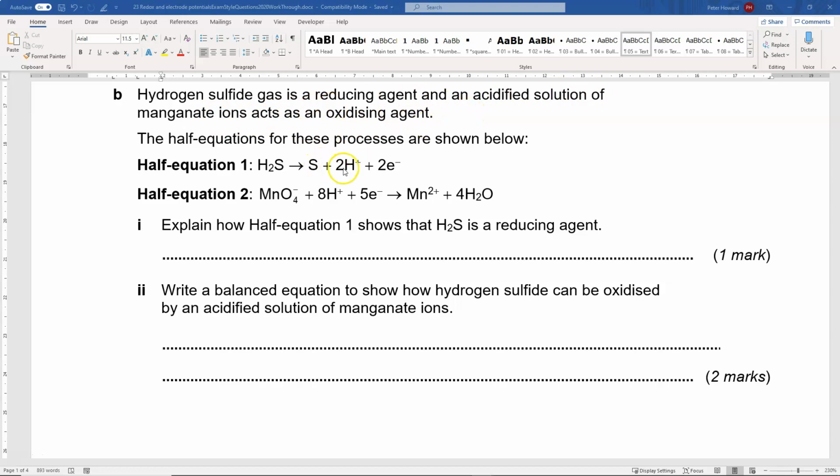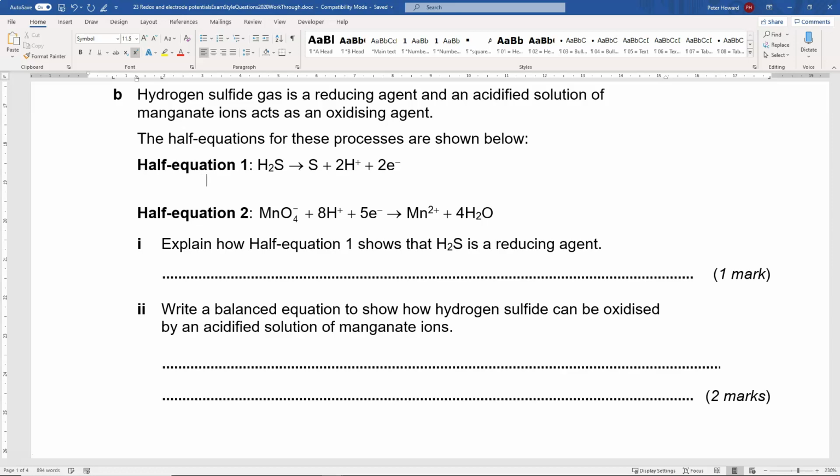Hydrogen sulfide gas is a reducing agent, and an acidified solution of manganate 7 ions acts as an oxidizing agent. Here are 2 half equations. Explain how half equation 1 shows that hydrogen sulfide is a reducing agent. So if we look at the equation, we could write the oxidation numbers underneath the formulae. Hydrogen is +1, sulfur is -2, and here on the right, sulfur is now 0. So the oxidation number of sulfur has increased from -2 to 0. We can say it has been oxidized.